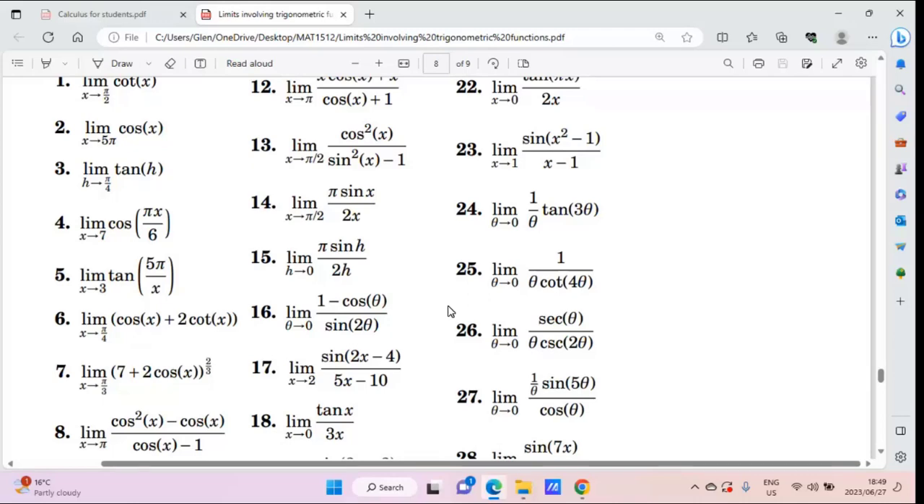Sir, let's go step by step. Secant theta is 1 over cos. Cosecant is 1 over sine. So you will have 1 over cos theta divided by 1 over sine 2 theta. And then 1 over cos theta and 1 over sine theta. What does that give you? But we are not looking for that. We go to the denominator. That's where the 2 comes from, the denominator of theta 1 over sine 2 theta.